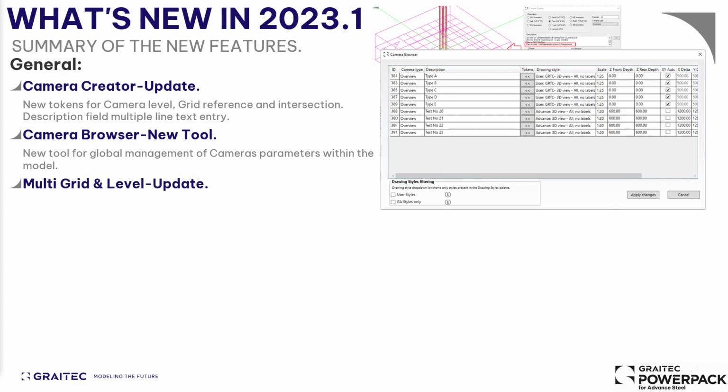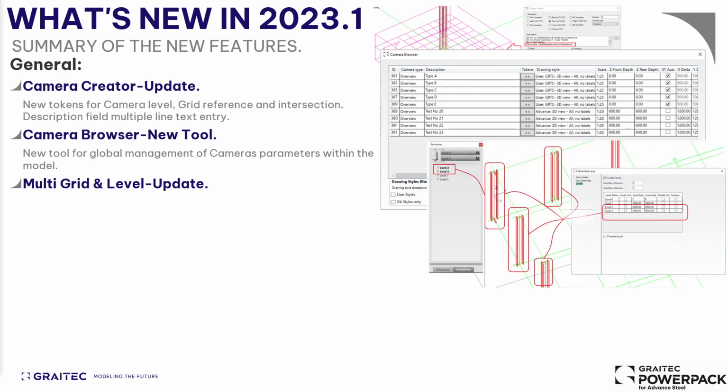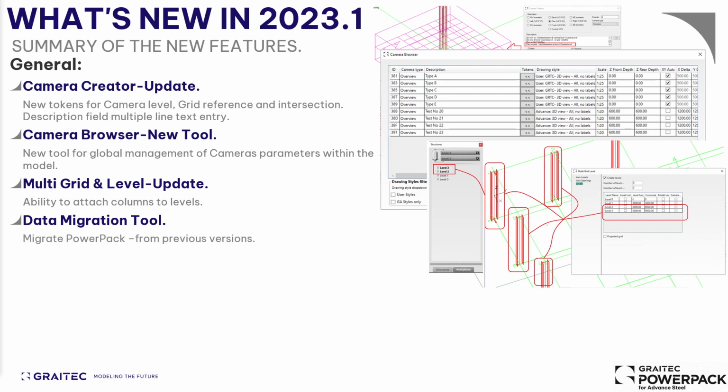We've introduced an update also to the multi-grid and level tool to enable you to add columns to levels. So using standard functionality of Advanced Steel, you'll be able to attach columns to levels determined via that tool. Also, we're bringing a data migration tool to allow you to migrate GRAITEC product data from the PowerPack within Advanced Steel.